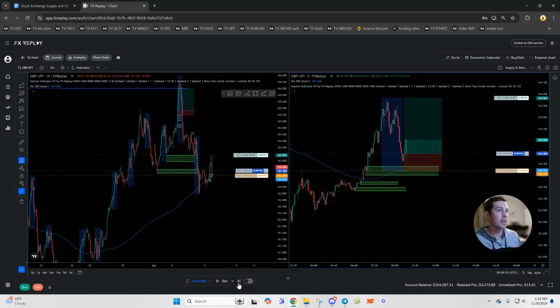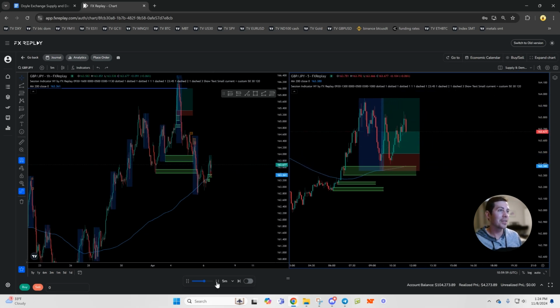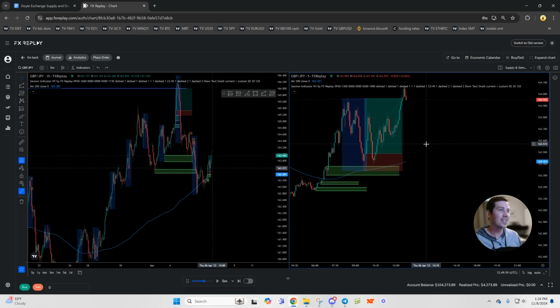So we got tagged in. Our stop loss is at break even now, I believe, because we got up just over 1R. So now it's either going to be break even or a win. So it tagged us out at break even, and then ran to TP.